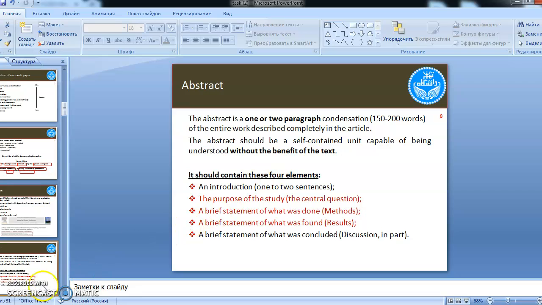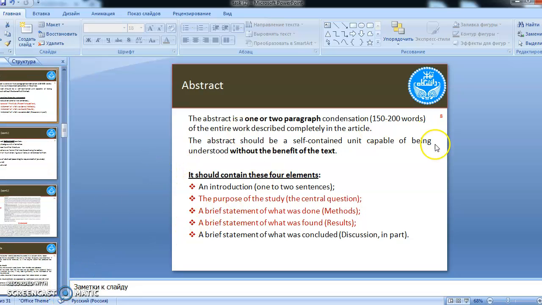As you know, any kind of research paper involves its abstract. The abstract can be one or two paragraphs, a condensation of about 150 or 200 words of the entire work described completely in the article. The abstract should be a self-contained unit capable of being understood without the benefit of the text. It should contain these four elements. An introduction, one to two sentences. In the abstract, you should give the introduction, and as you see here, the main point and the concluding part. It's a common structure for writing, in most cases, of course.